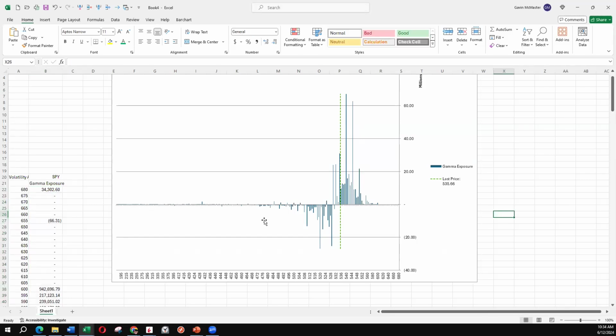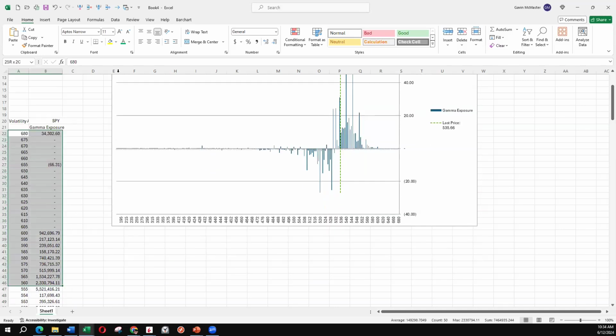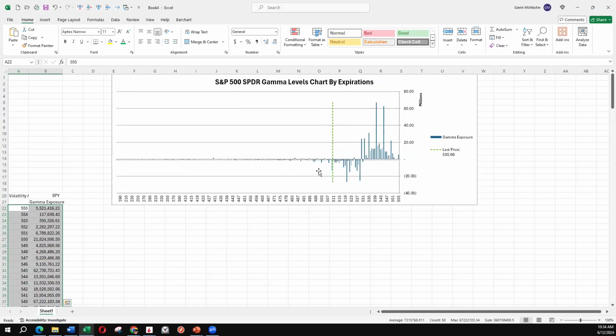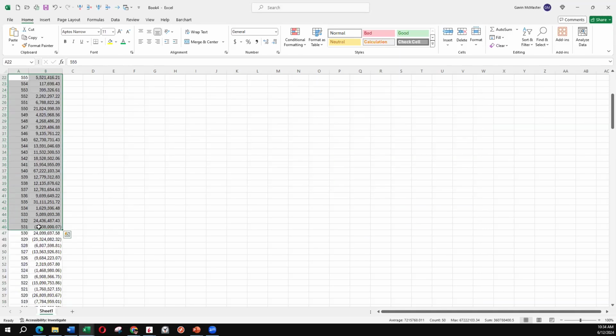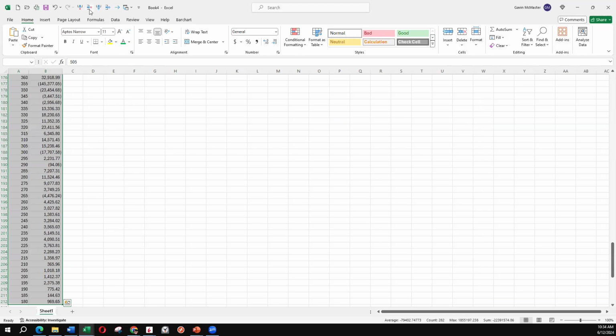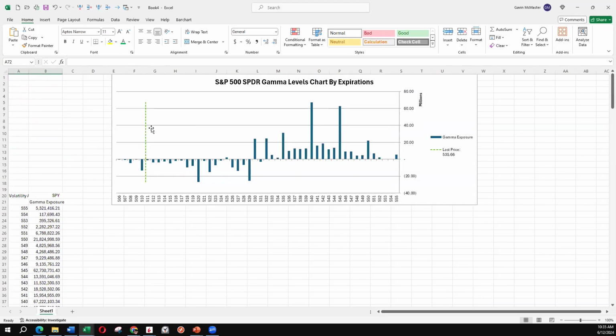The other thing I like to do is to just clean up the chart a little bit. We don't need a lot of this data at the bottom here. We're not overly interested in it, and some of this data at the top as well. So I'm kind of just going to remove everything above about 560 and anything below about 505, because everything is just minimal and a bit too far out of the money to really make any difference. Now, once I do that, our last price indicator adjusts a little bit, but we can see the last price here was 535. So around here, and we just get a better view now of where all the different gamma levels are.